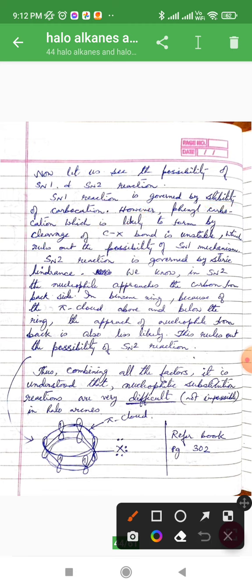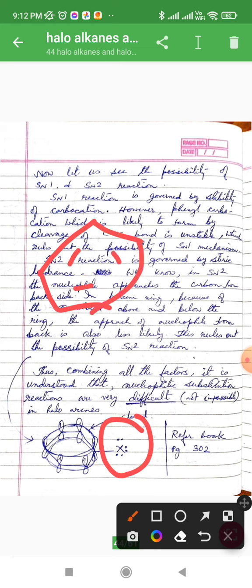But what happens when we have the benzene ring? You see, in addition to the lone pairs on the halogen, there are 3 pi bonds in the benzene ring. And you know, these pi bonds are not localized. They are not fixed in one place. So we show them like a circle, if you remember. So this is called pi cloud.